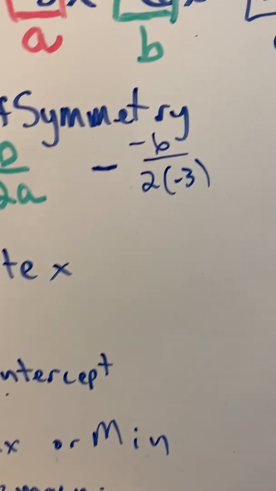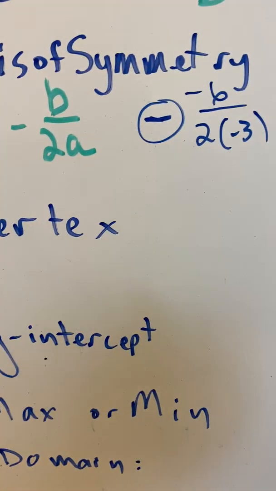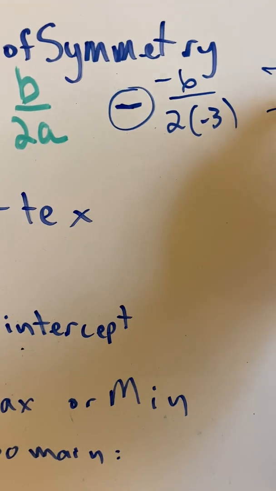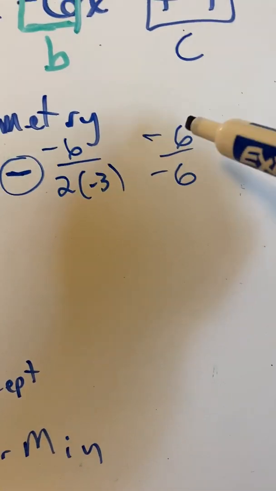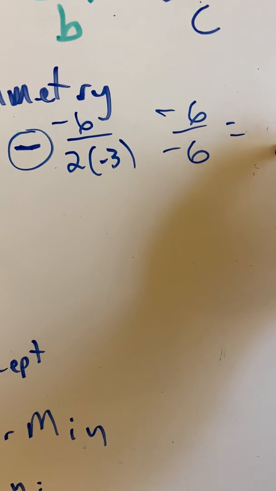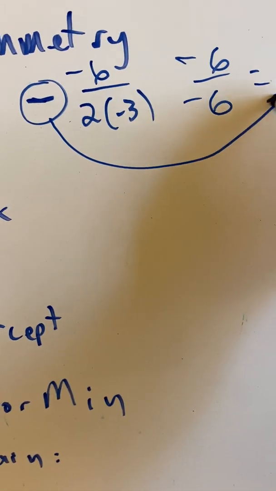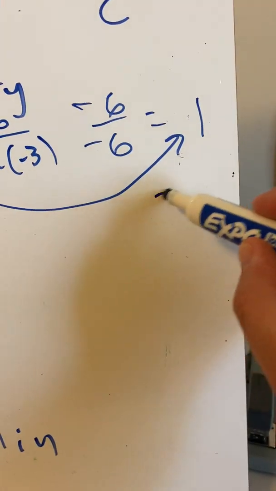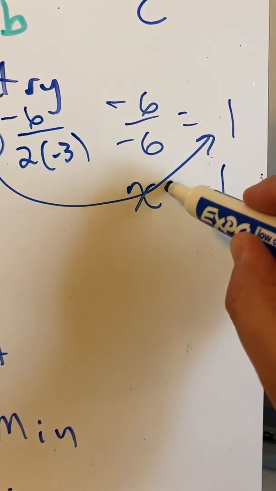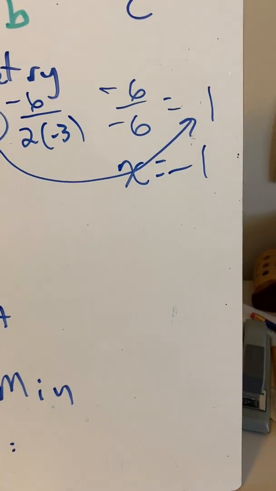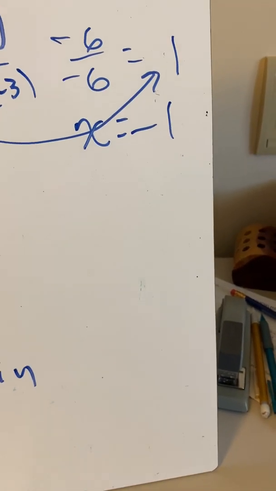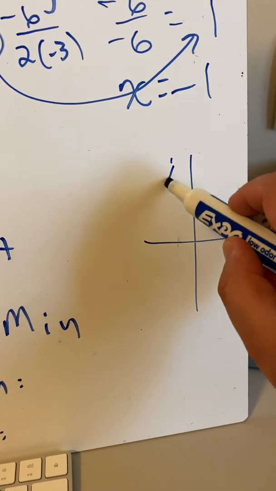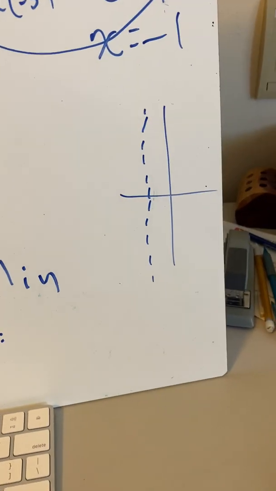Okay, so if you work this out, the negative just sort of hangs out up front, just waiting. Negative 6 and 2 times negative 3 is negative 6. Negative 6 divided by negative 6 is equal to a positive 1. But then that negative sign comes over. So it tells you the axis of symmetry is negative 1. So x equals negative 1. Okay, that's the axis of symmetry. So if you look at the graph, it's going to be at negative 1 right there.